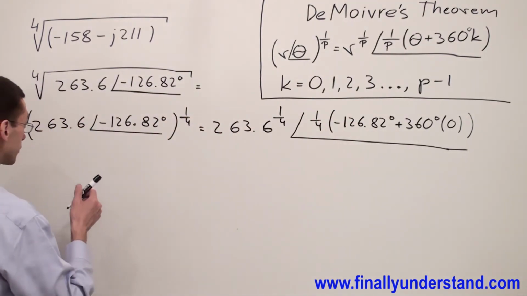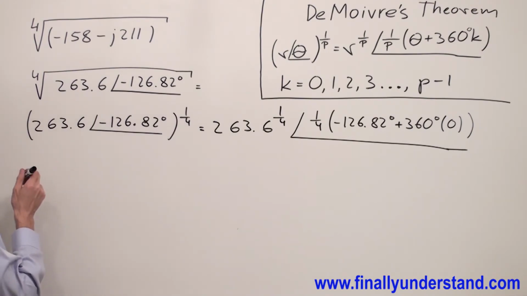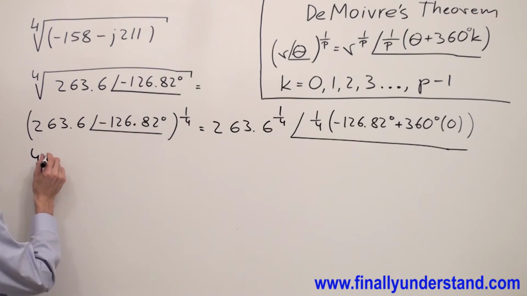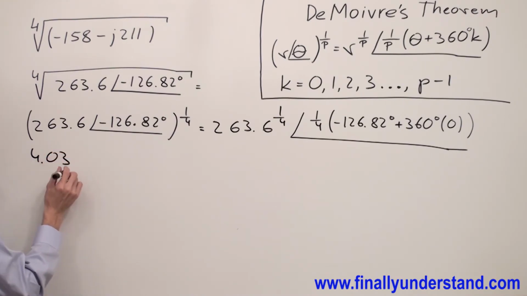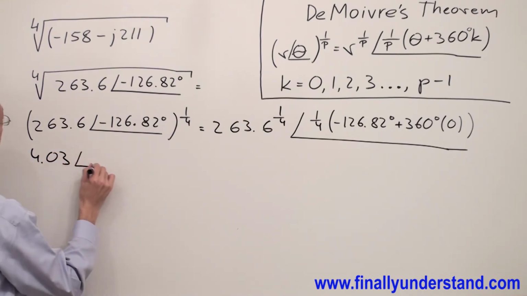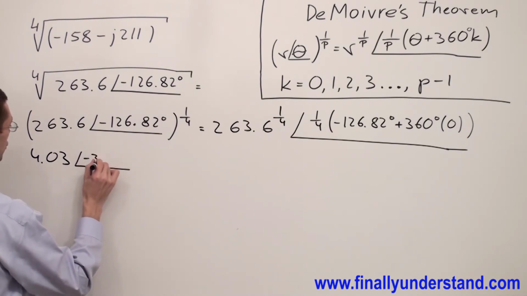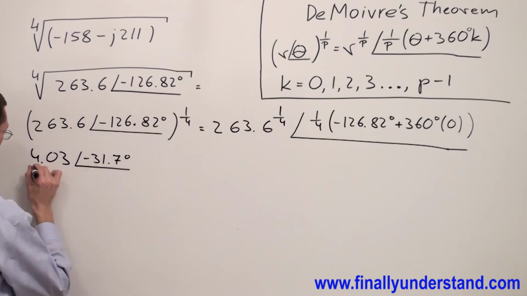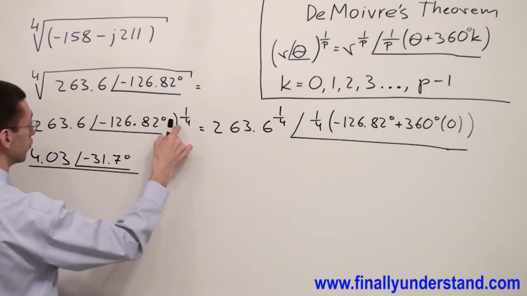So 263.6 to power 1/4 is equal 4.03 and angle of negative 31.7 degrees. This is the first root. We're supposed to have 4 of them.